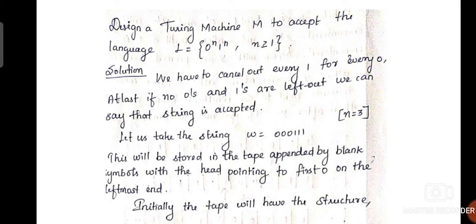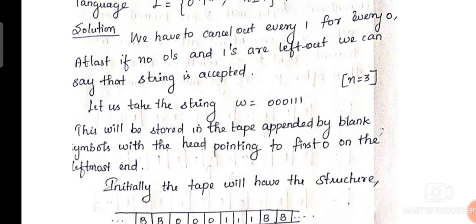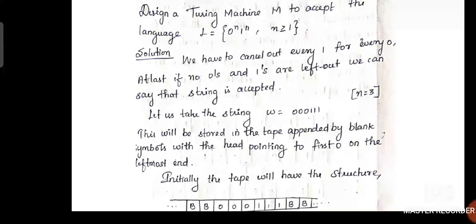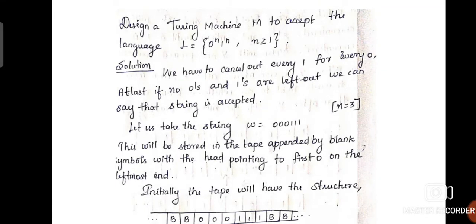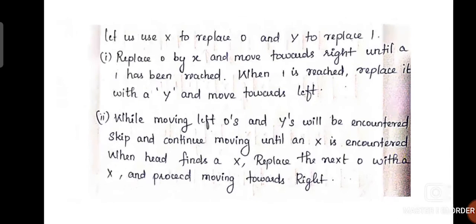Let us take an example string for n equal to 3. Our string will be w equal to 000111. Let us have the example automaton for the string. Initially this string will be stored onto our input tape, and all the remaining cells will have the blank symbols. This will be our tape structure. At first our head pointer will point to the first 0 on the leftmost end. Now let us use two variables to replace our 0 and 1: x to replace 0 and y to replace 1.